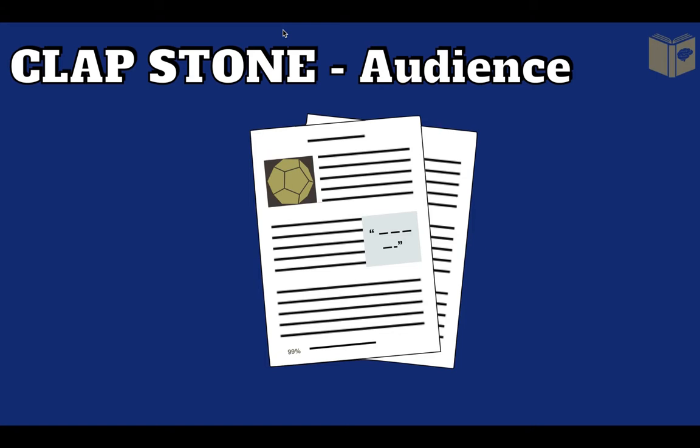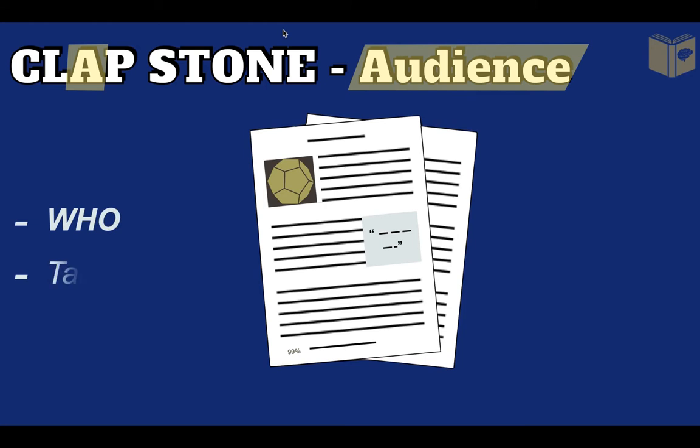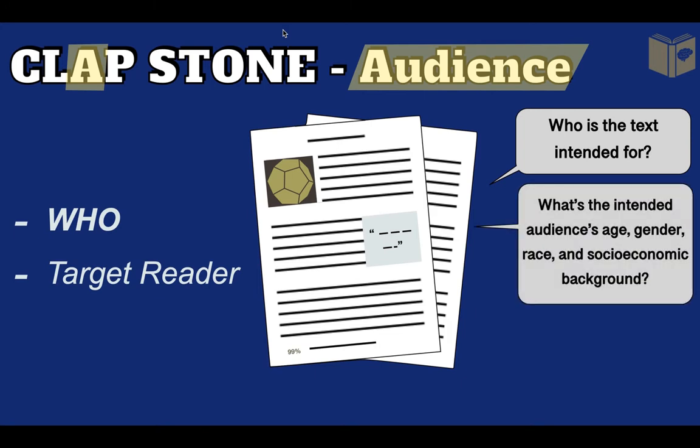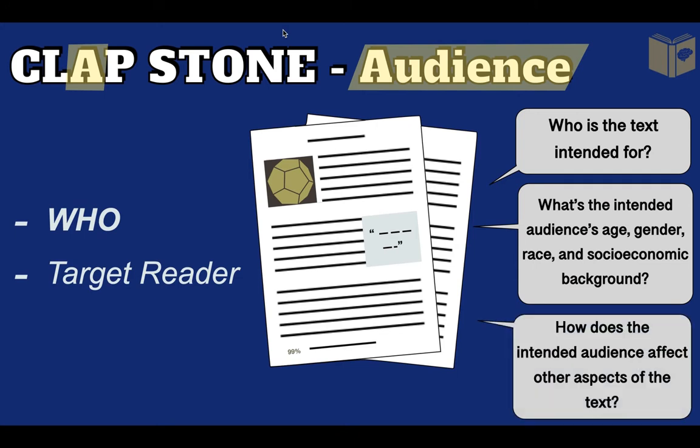The A in Clapstone is audience. Ask yourself who. Think about the target reader. Question who it is made for and why. What do you think the intended audience age, gender, race, political beliefs, and socio-economic status are? And how have the intended audience affected other aspects of the text, like style, content, tone, or layout?